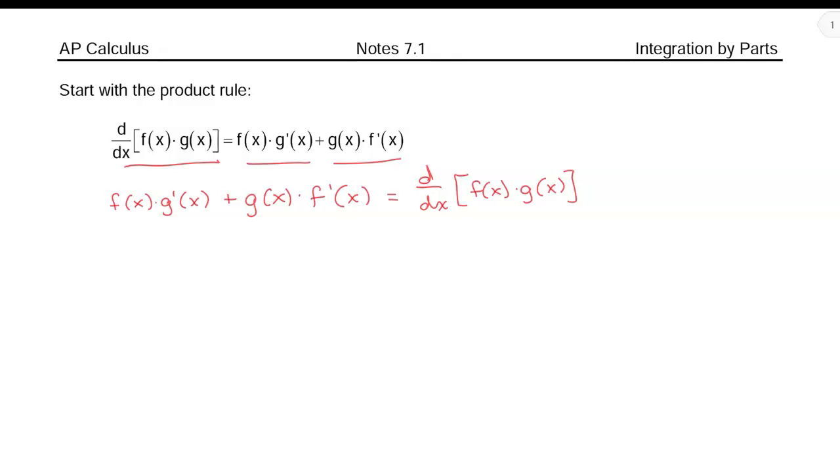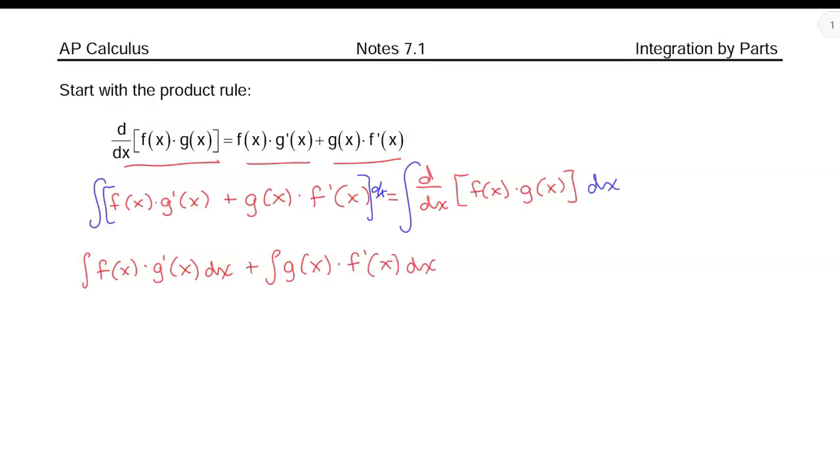The next thing I want to do is take the integral of both sides. I'm going to take the integral of both sides with respect to x. On the left, I'm going to write each of the products individually. So I'll write the integral of f g prime, and then I'll write plus the integral of g f prime, and that equals f times g, because on the right side I took the integral with respect to x of the derivative with respect to x of f times g. So the integral and the derivative undo each other.